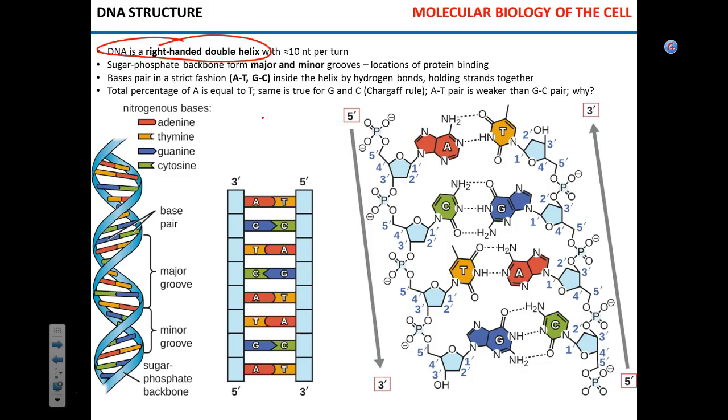Now, what holds two strands of the DNA together? Hydrogen bonds between pairs of nitrogenous bases. It is a rule that A pairs with T, G pairs with C. Okay? Those are most energetically efficient pairs. Do I make sense? Do you understand what I'm saying here?